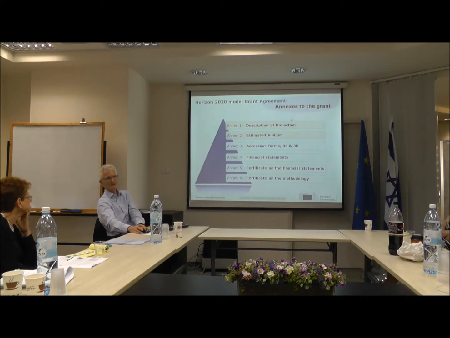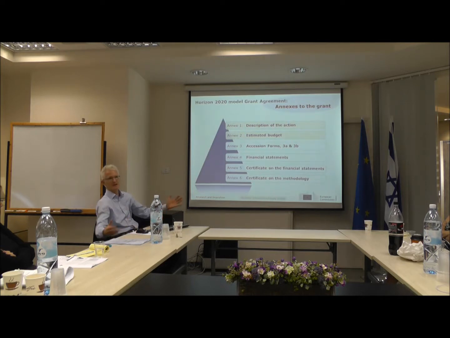Still, there are some annexes. Of course, the main annex is this description of the project itself. It's this so-called Annex 1. And then there are the budget tables, Annex 2. Then there are the so-called accession forms, which are not really valid anymore now, because in the electronic system, the partners in practice just sign the whole grant agreement as the coordinator. But still they are there, and they are just the placeholders for the signature of the other partners.